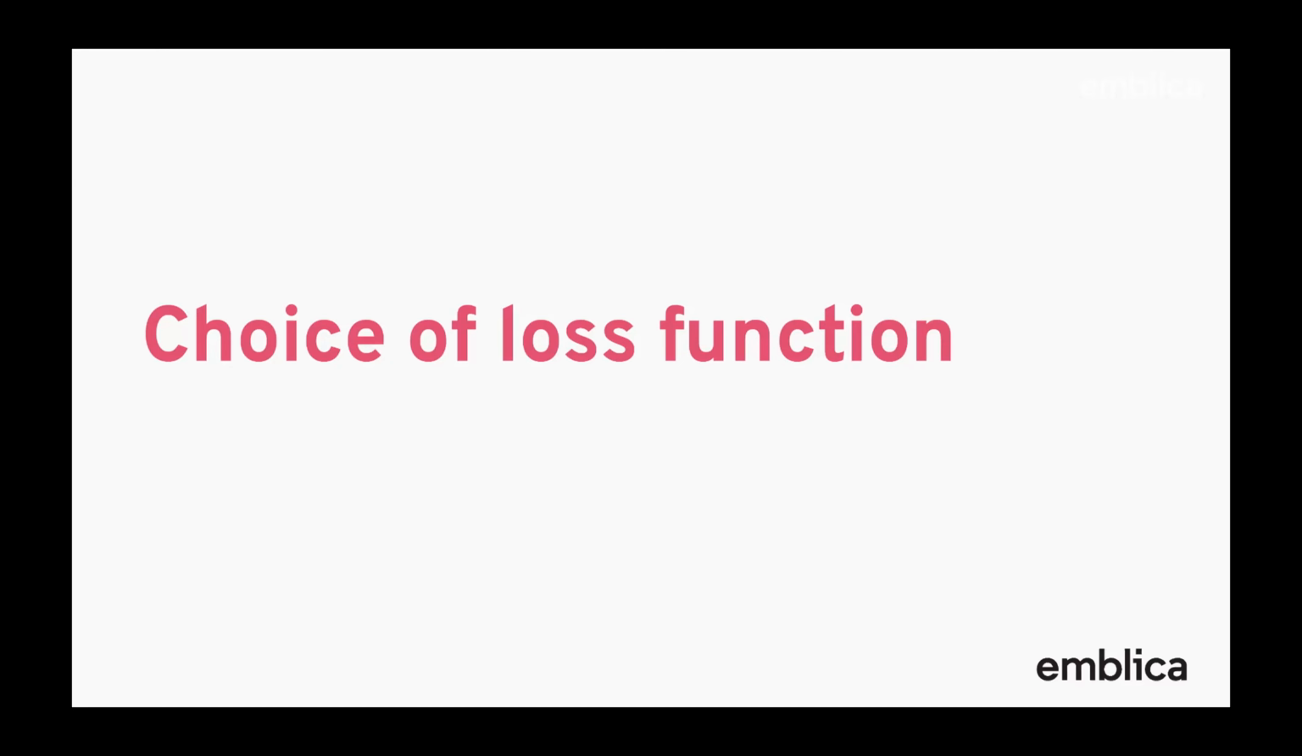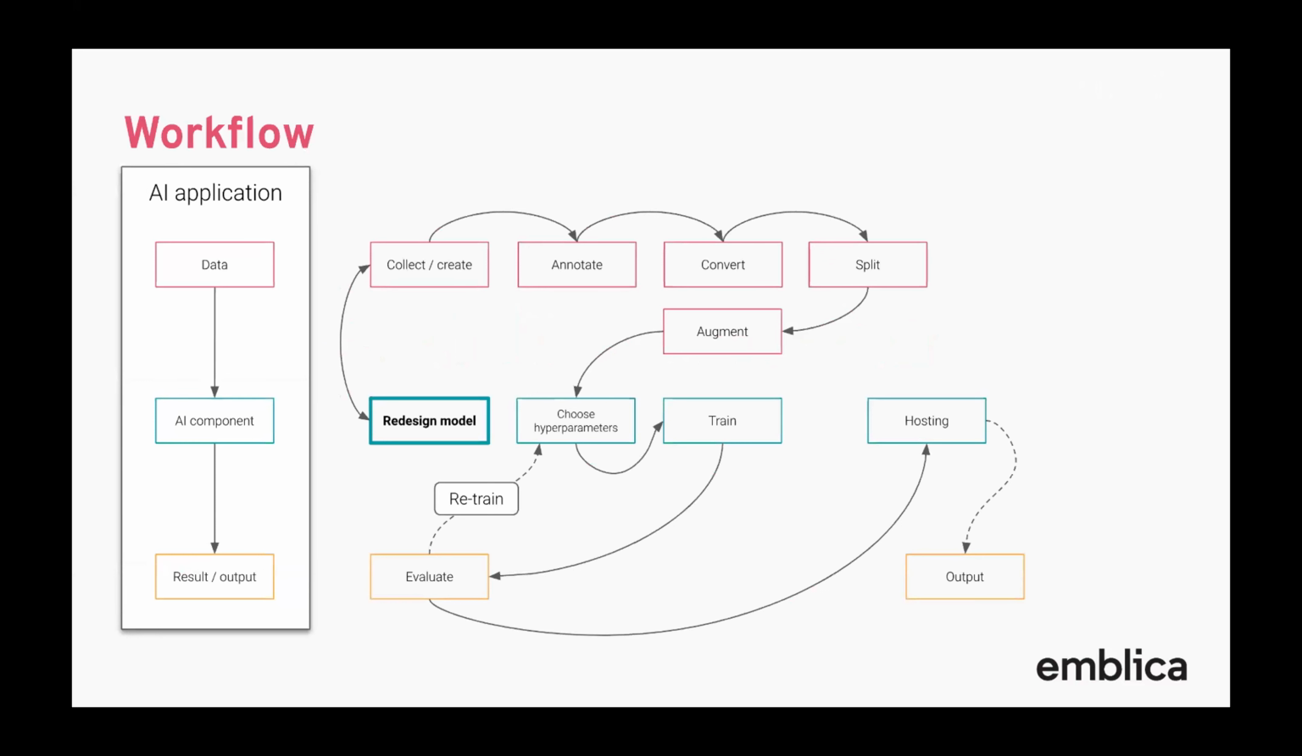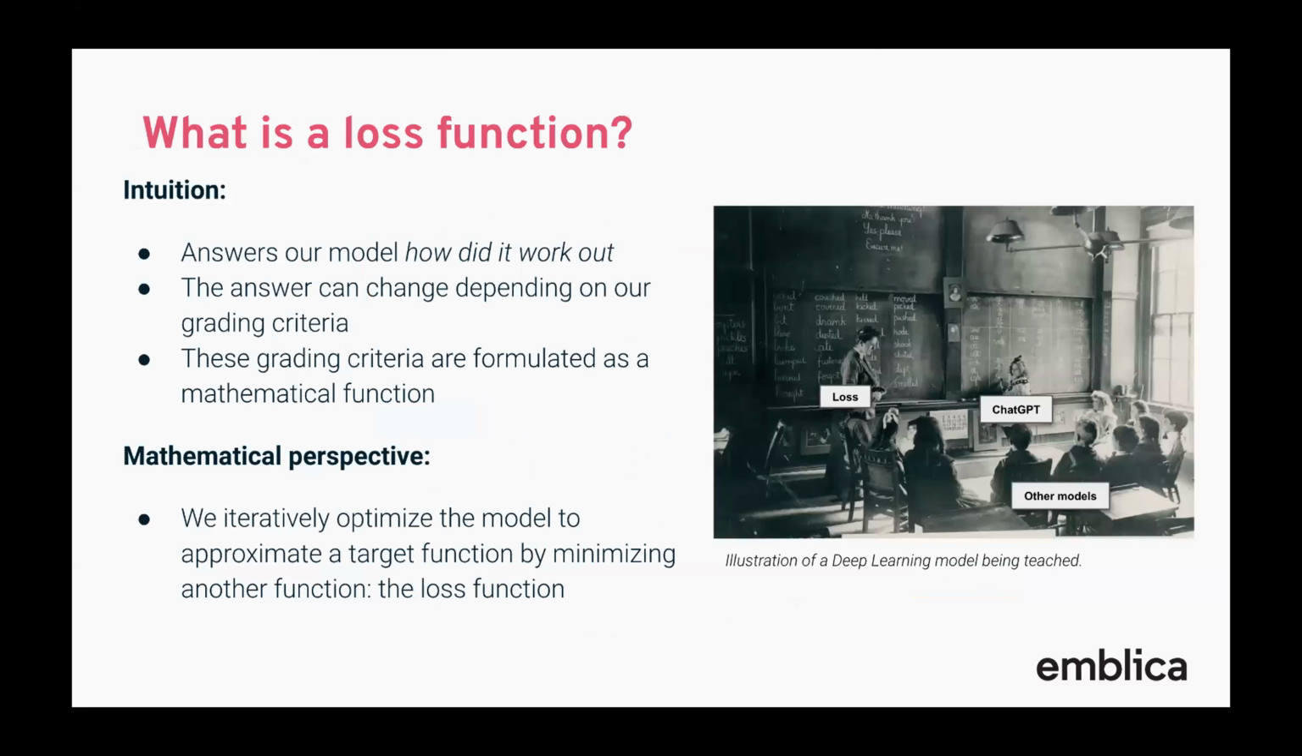Then there's the model architecture part, which is not directly related to your data set. It's more just about making your training more efficient, so the model understands the problem more easily. And that's the choice of loss function. This fits into our workflow: instead of choosing the model, we want to redesign the model a bit. So usually if your model has been trained with some loss function, we may want to try another one instead. Well, what is a loss function?